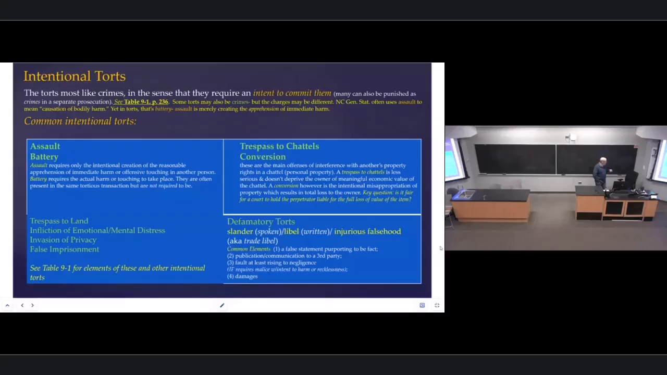The tort of assault requires the intentional creation of the reasonable apprehension of immediate harm or offensive touching in another person. Nowhere in that definition does it say the harmful or offensive contact has to be made. It simply means that the party that is engaging in the assault intends to create the apprehension in the victim's mind that the harmful physical conduct is about to occur.